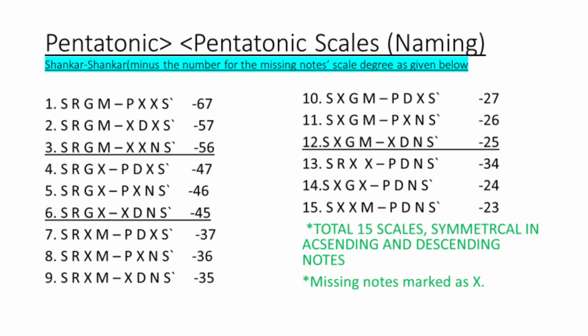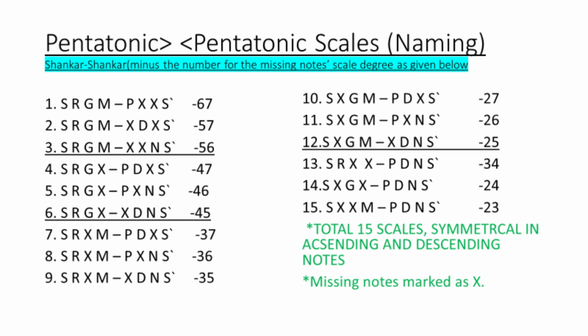First three will be having all four notes in the first tetrachord, that is Sa, Re, Ga, Ma, and the fifth note, Pa in number one, Dha in number two, and Ni in number three, which can be written as Shankar Shankar minus 67, Shankar Shankar minus 57, Shankar Shankar minus 56. Next set of three will be missing Ma in the first tetrachord and one note each in the second tetrachord.